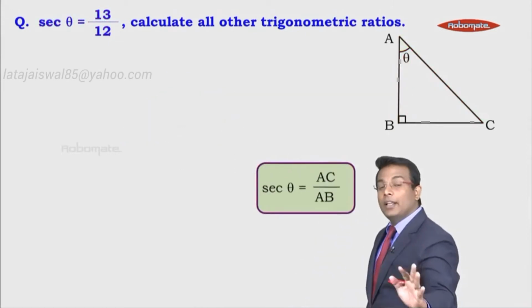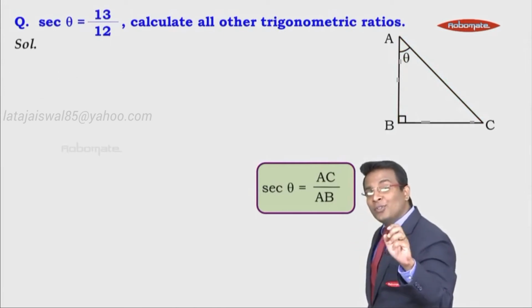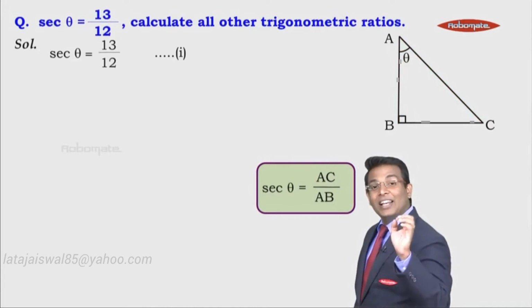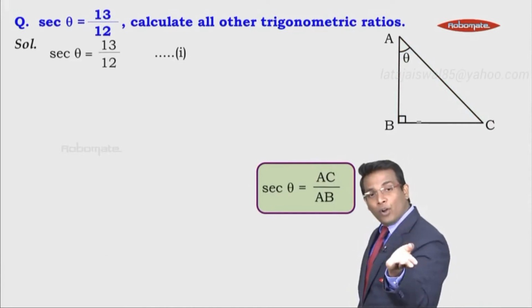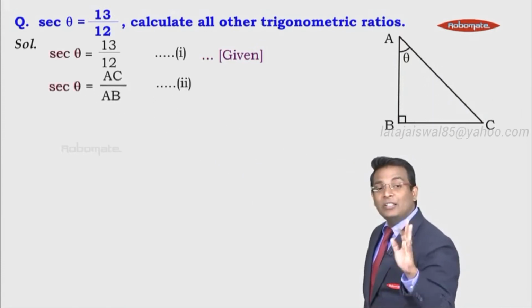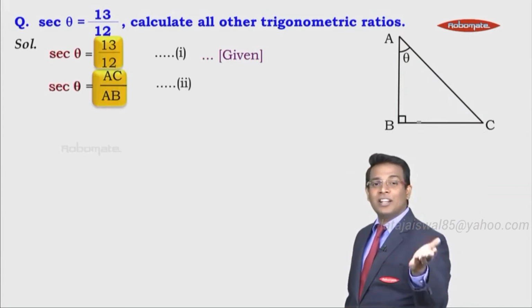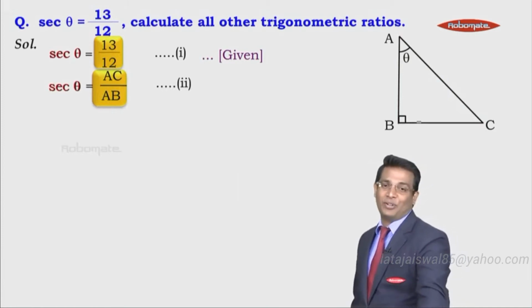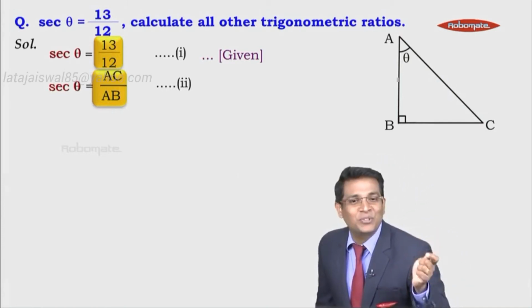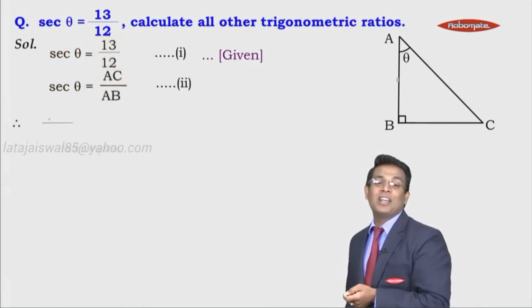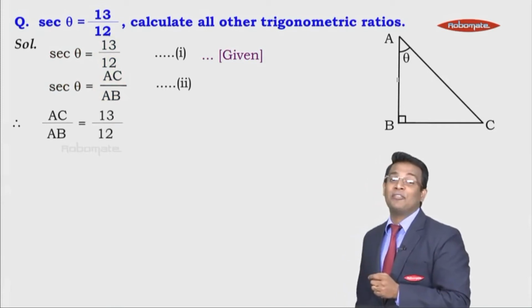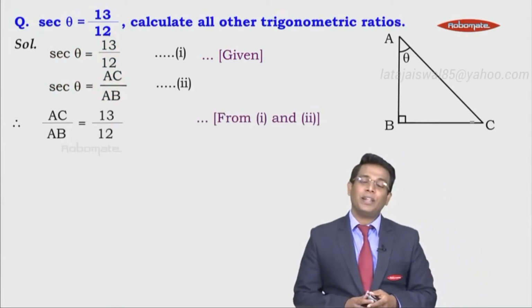Let's keep it aside. And what is the value of sec theta given to us? The value of sec theta given to us is nothing but 13 upon 12, right? Let's say this is my equation number 1. And we already know that sec theta is equal to AC upon AB. Let this be your equation number 2. The reason for this is nothing but by definition. Left hand sides are equal, so the right hand side has to be equal. So we get 13 upon 12 is equal to AC upon AB. That's the value which we get from 1 and 2, right?